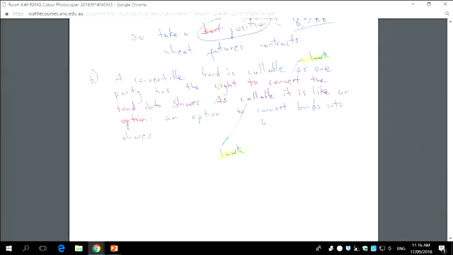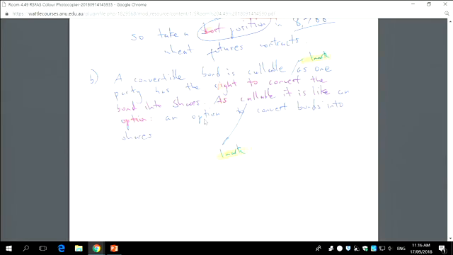Then the next question was, why is a convertible bond considered an option? Okay, and 2 main reasons. You've got the right to convert it into shares, and therefore it's callable like an option. Okay, because the holder, right, can convert these into shares at any point in time.